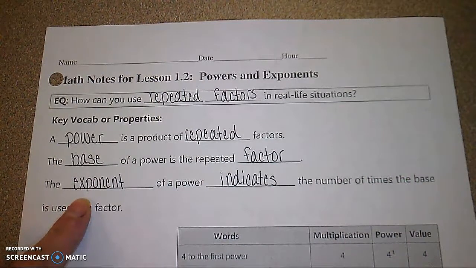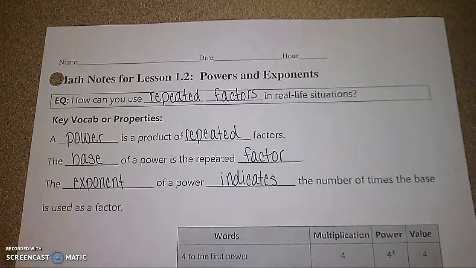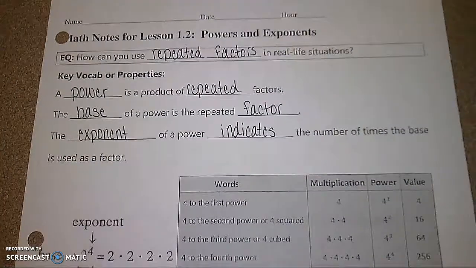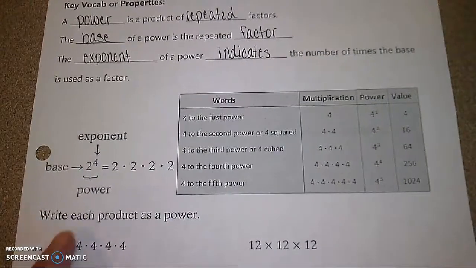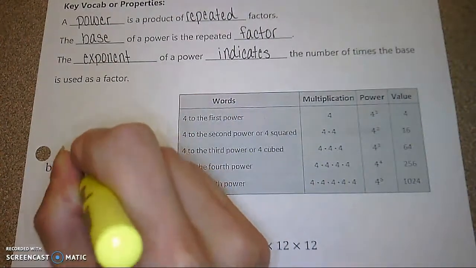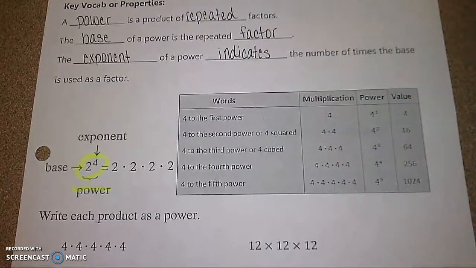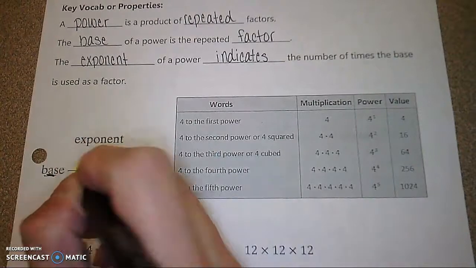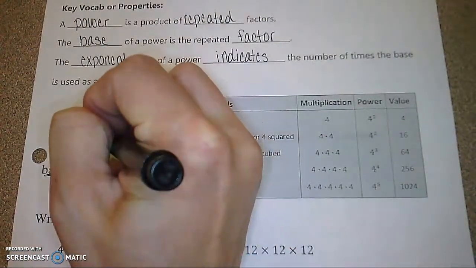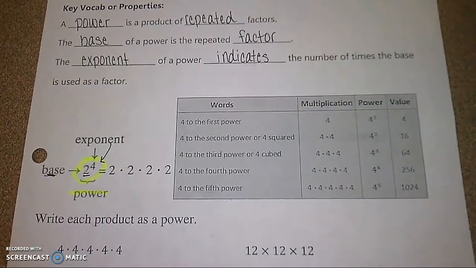And that exponent indicates the number of times that we use the base as a factor, or the number of times we multiply. So here's an example of a power. So this whole thing here, that's called the power. Okay, you could read it as 2 to the 4th power, 2 to the power of 4, and then we have the base, which is the 2. Okay, so the base is the 2. The exponent is that little 4 in the top right corner.